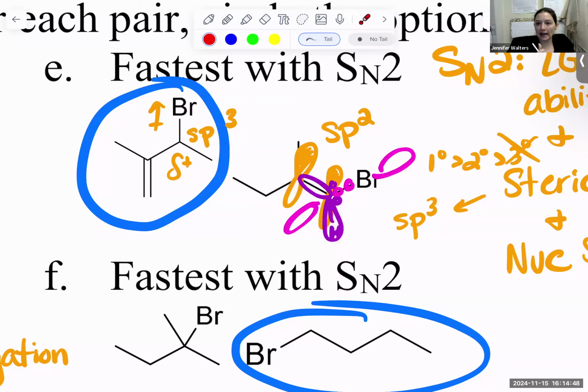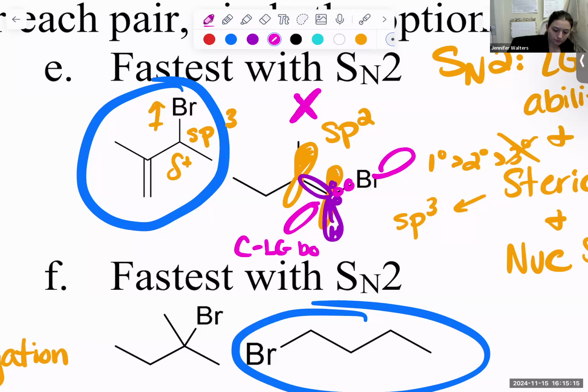One, the sigma star is harder to access because of the increased electron density that's going to be repelling it all around from the p orbitals and the sigma bonds from the sp2 hybridized orbitals. And probably more significantly, the carbon leaving group bond is going to be stronger, so it's harder to break. So that's why we are not going to do this one. The carbon leaving group bond is stronger with sp2. So that's why it's not going to happen on that structure.